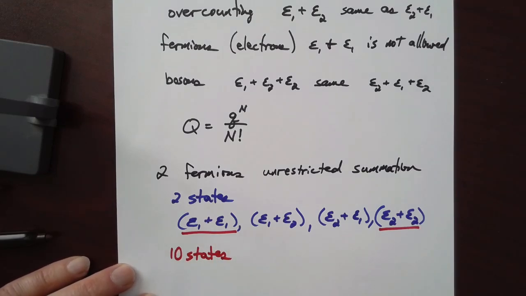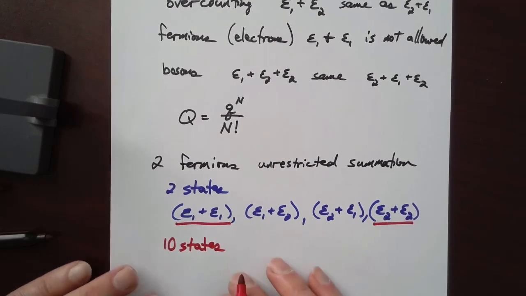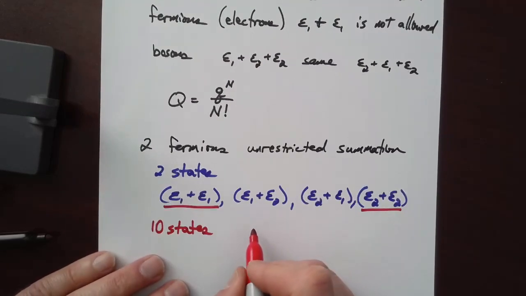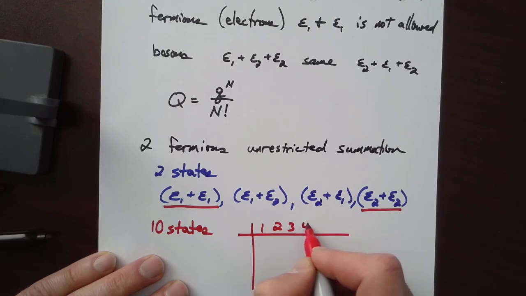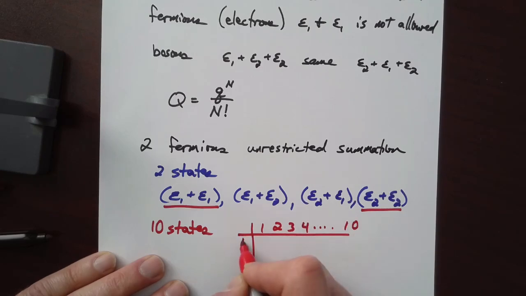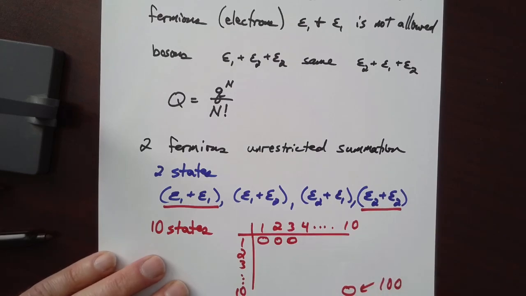How many terms are in the summation? Well, we can think about this as if we make a grid: 1, 2, 3, 4, all the way up to 10. How many terms are there? Well, 1, 2, 3... there's 100 terms. There would be 100 terms in the summation.